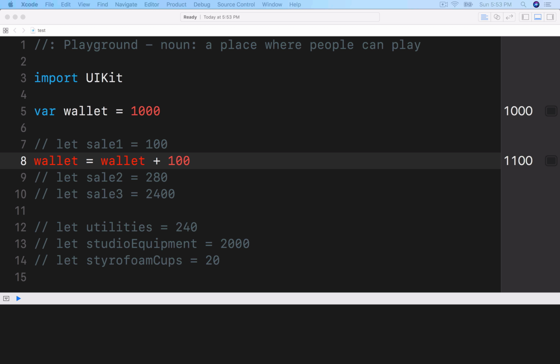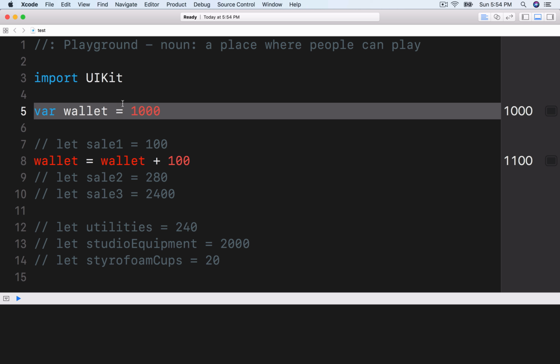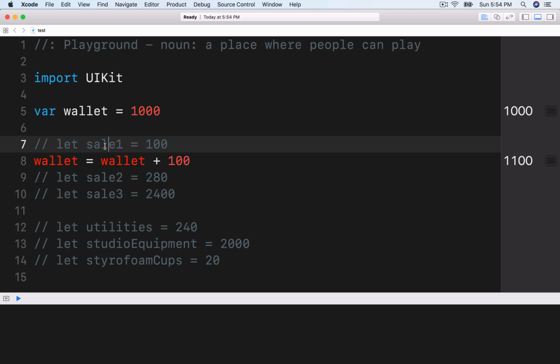So, as you see here, we have a variable, which is a value that could change, right? We have our wallet, which has $1,000. And after these sales, we're going to add that to our wallet. So, after sale 1, let me uncomment these, right?